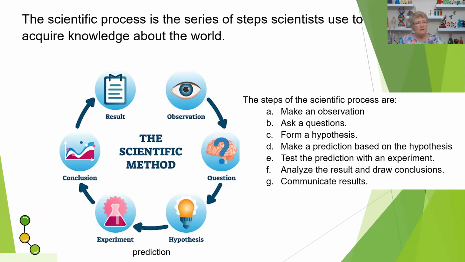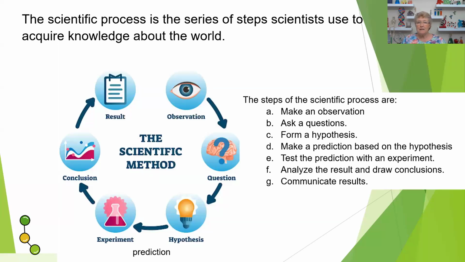So here are the steps. First, we make an observation. You observe something that's happening. Then you ask a question about what you observe. You form a hypothesis. You make a prediction based on the hypothesis. Test the prediction with an experiment. Analyze the results and draw conclusions. Communicate results.